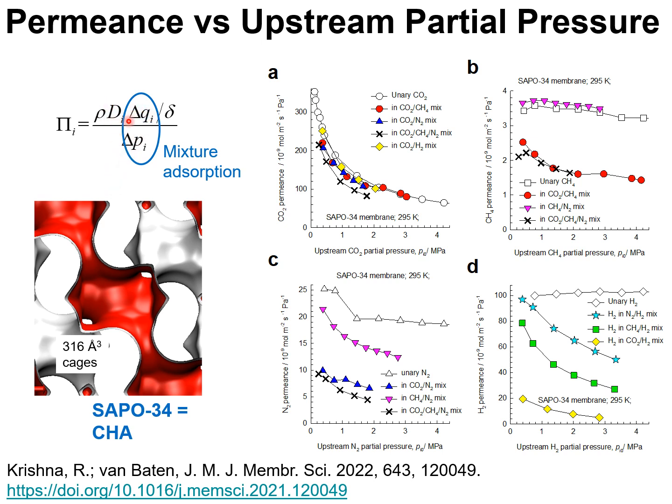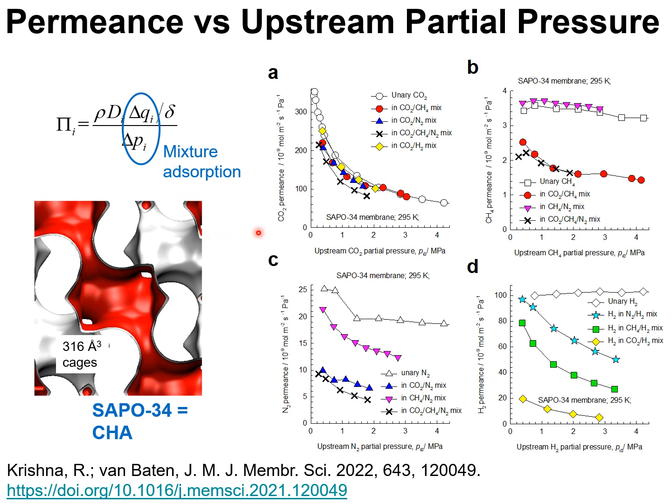But this factor, delta Q divided by delta P, is determined by mixture adsorption equilibrium, and this cannot be identified with the corresponding delta Q divided by delta P value for unary permeation. That means that the component permeances in the mixture are different from the component permeances for pure components, but the differences are purely due to mixture adsorption effects that can be estimated or predicted using the ideal adsorbed solution theory.